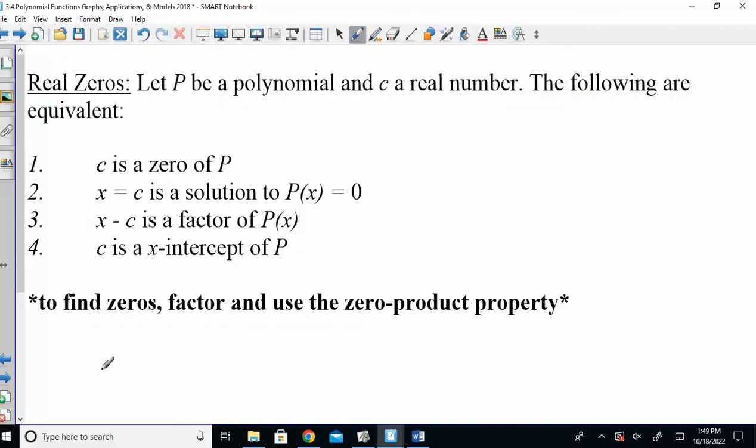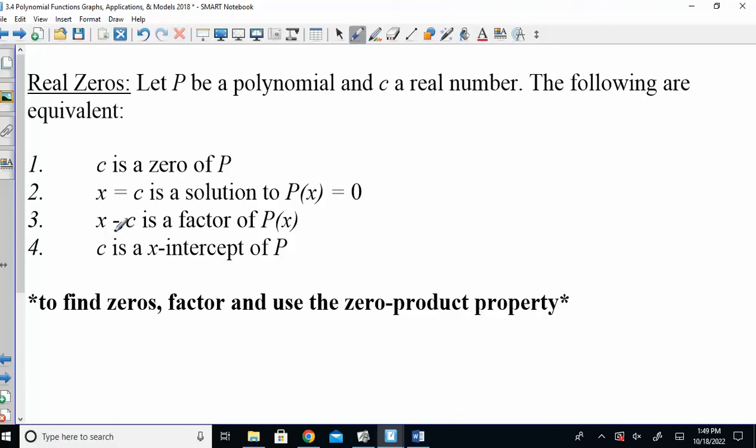So I want to talk a little bit about terminology. So we've already said, in terms of a graph, zeros are your x-intercepts. It's where it hits the x-axis. So I might say that something is a 0. I could say that x equals that number is a solution to p of x equals 0. So if I said 2 is a 0, that means when you plug in 2, it equals 0.